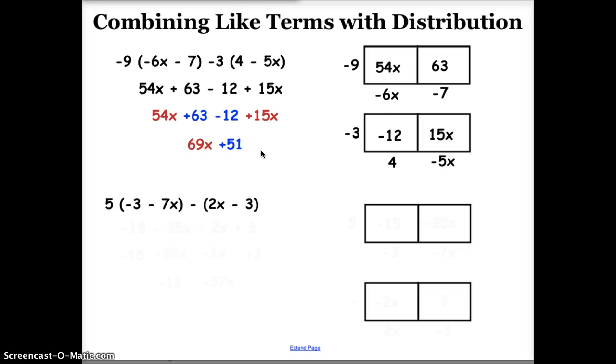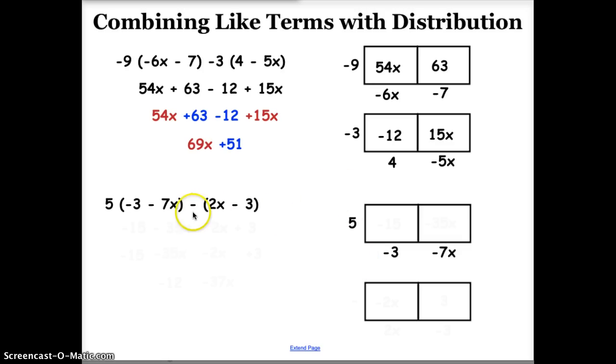Let's try another problem. The next problem is 5 times, inside parentheses, 3 minus 7x, and then I have minus, and then inside of parentheses 2x plus 3. So I have two distribution problems to set up. So I'll put 5. The first one is going to be 5 times negative 3 minus 7. So I'll put the negative 3 and the minus 7x, I guess it is.